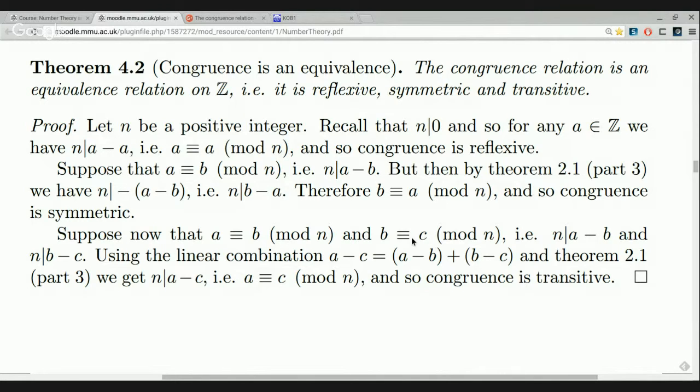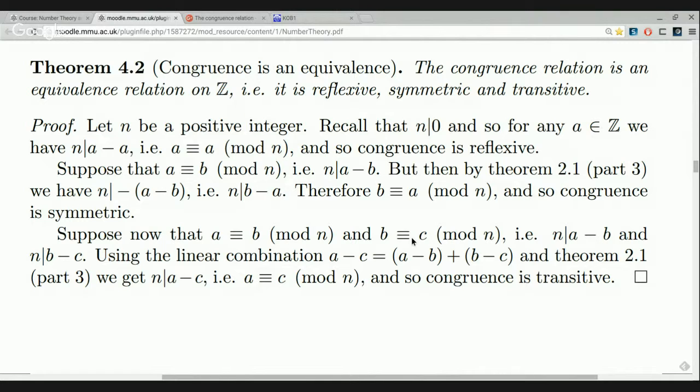So these two assumptions, that A is congruent to B and B is congruent to C, mean n divides the difference A minus B, and it also divides the difference B minus C. And then, again, theorem 2.1, part 3, this linear combinations result. Here we've got n dividing these two numbers, A minus B and B minus C. So we can certainly say that n divides the sum of them.